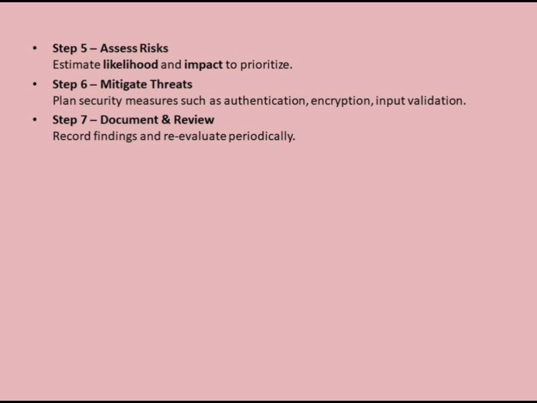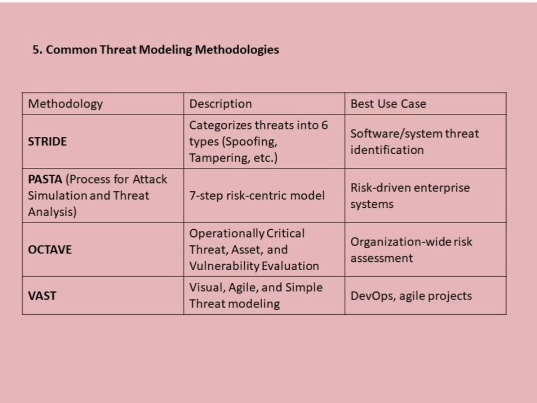Finally, the seventh step is to document and review. All findings, risks, and security measures should be recorded so that future teams can refer to them. Threat modeling is not a one-time process. It should be reviewed and updated regularly, especially when new features are added or threats evolve. For example, a company may review its threat model every 6 months or whenever it introduces a new payment option. Please have a look at common threat modeling methodologies.